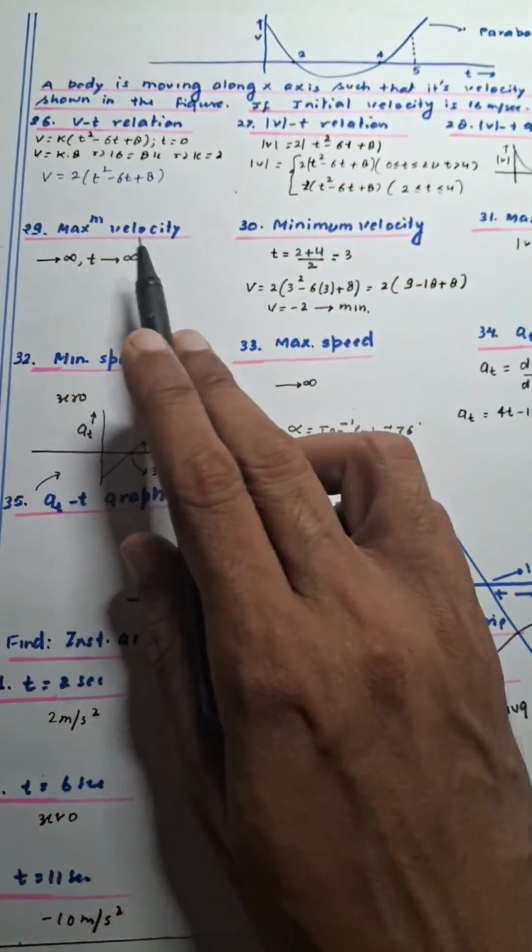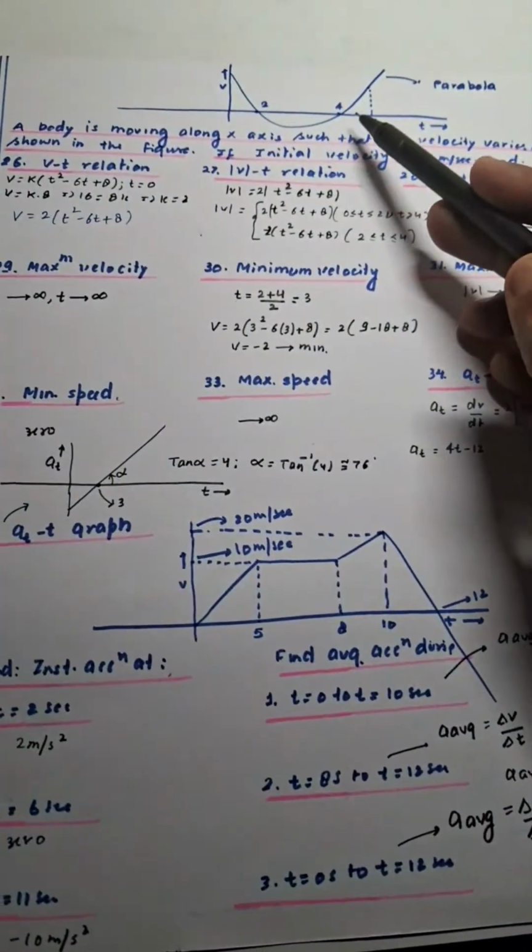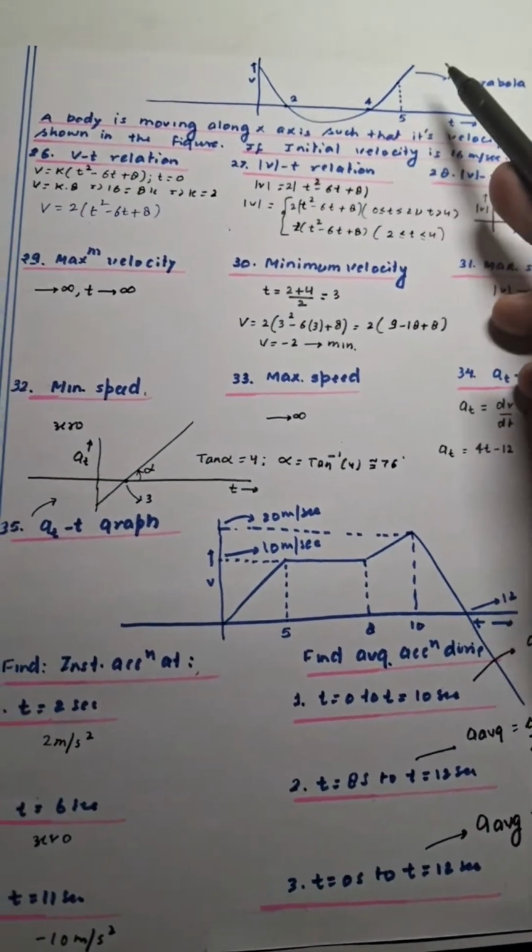Next question is maximum velocity. As we can analyze from the graph, as t tends to infinity, velocity will also tend to infinity.